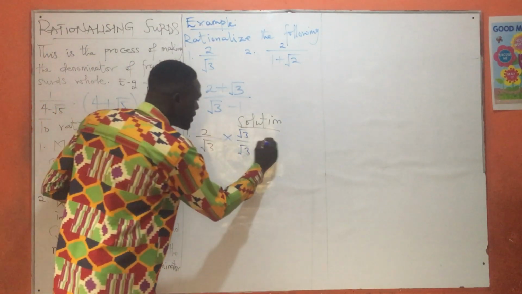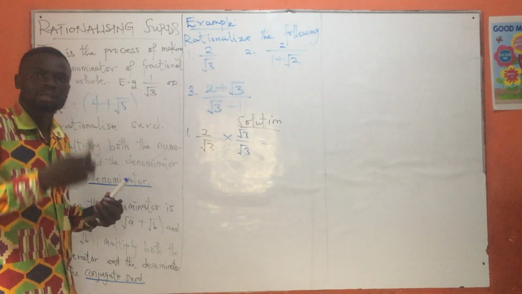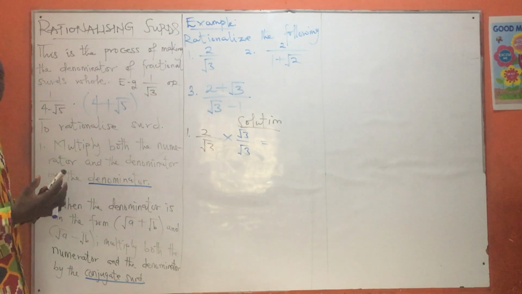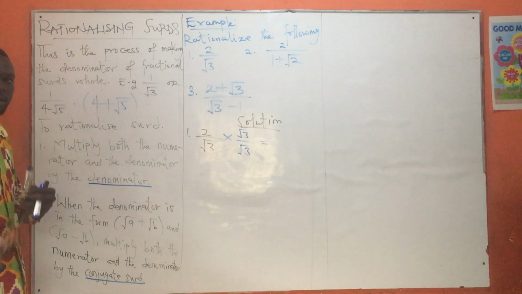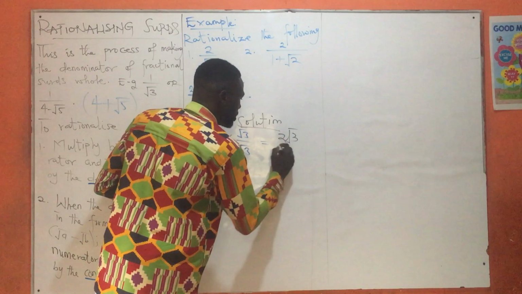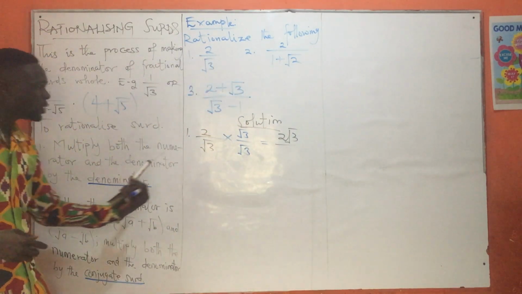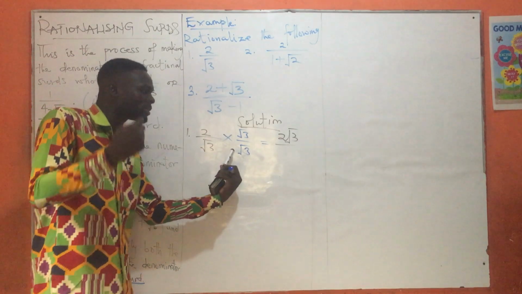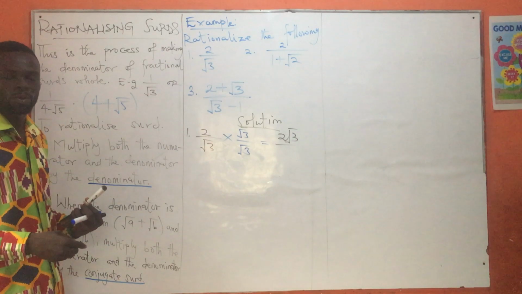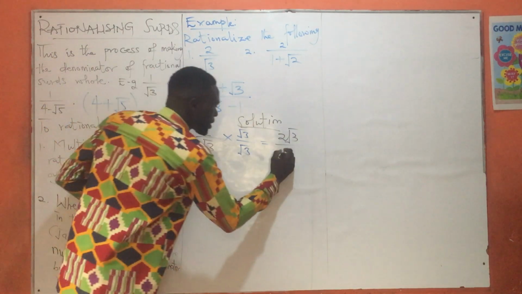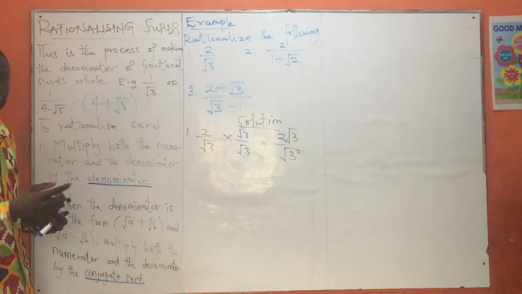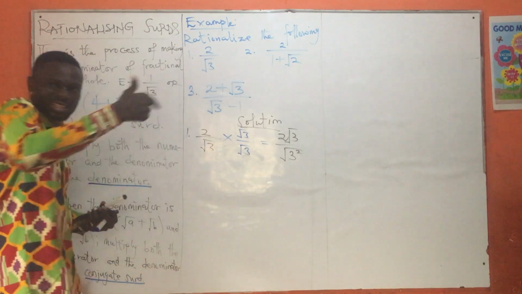So now we will be having 2 times root 3. When we were looking at simplification of surds, we said that a number times a surd is the number surd. So 2 times root 3 is 2 root 3, which is all over. Then you have root 3 times root 3. What are you going to get? We are going to get root 3 squared. Why is it 3 squared? Because 3 times 3 is 3 squared.